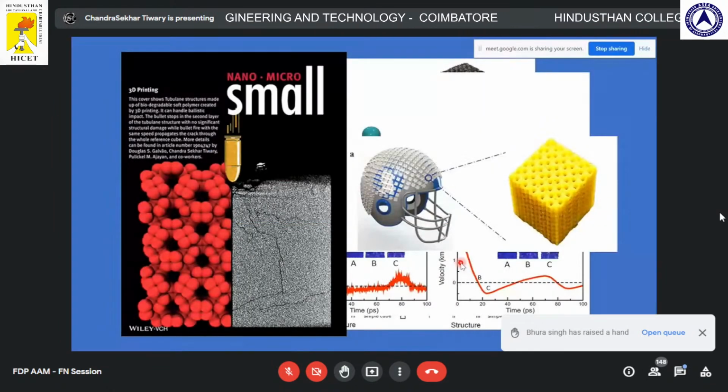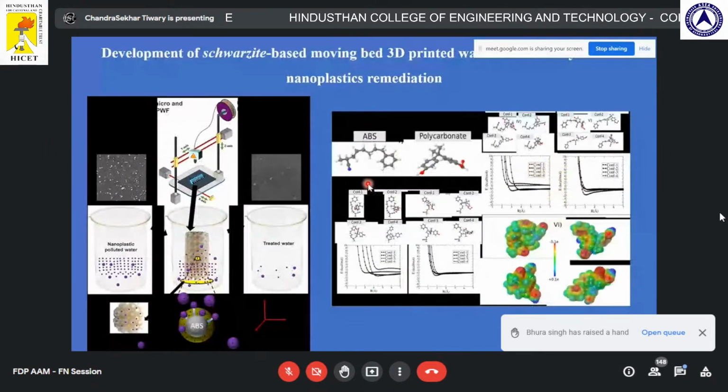Okay, so we can make our helmet with a similar mechanical performance as the metallic one, but it will have several other effects in terms of thermal and these kinds of unique properties. These 3D printed blocks can be utilized not just for mechanical purposes, they can be used for water treatment.